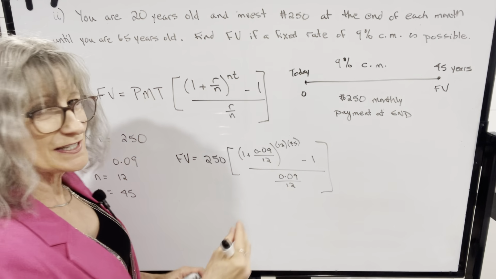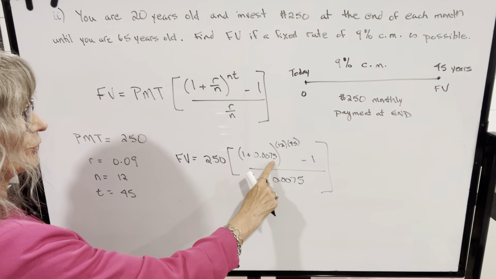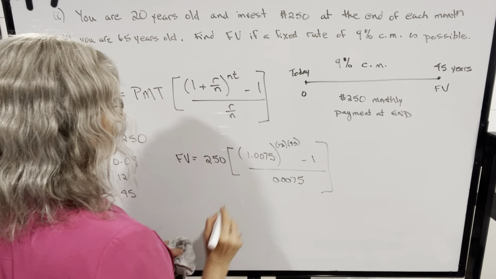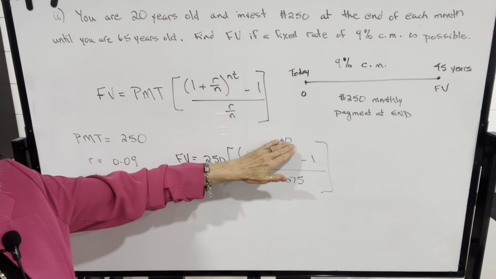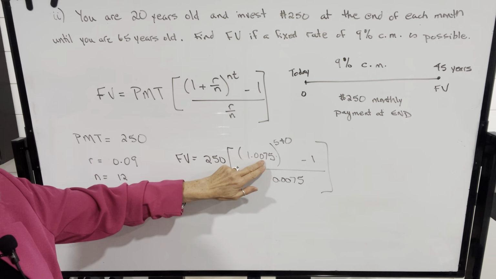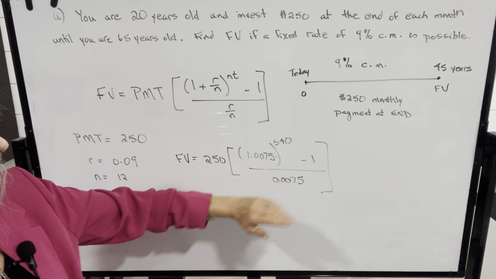0.09 divided by 12 is exactly 0.0075. And then when I add that value to 1, I get 1.0075. And let's replace 12 times 45 with 540. Now, you're not going to always be able to simplify before you put it into your calculator. In this case, I'm just trying to make it look a little simpler.